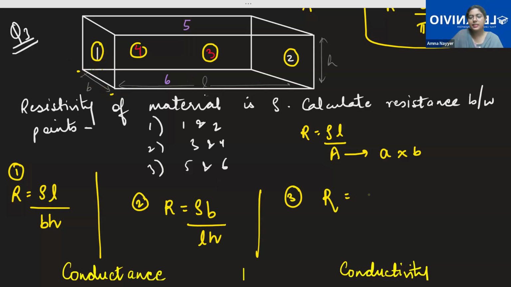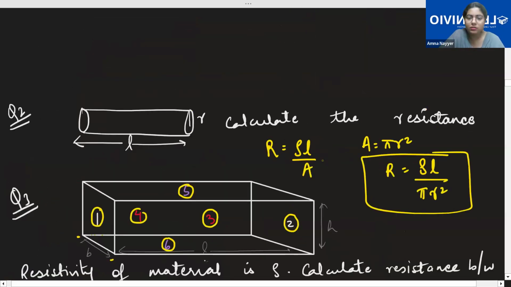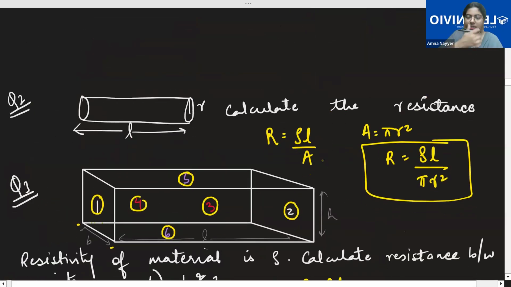Third, resistance is equal to rho. Now the length, for the fifth and sixth: the fifth is the topmost one, the sixth is the bottommost one. They are separated by a distance of h, which is the height, divided by the area. The area of each face is breadth into length, that is L into B. This is how we have to calculate. Okay, so write down these two portions. Then we'll discuss conductivity and conductance.